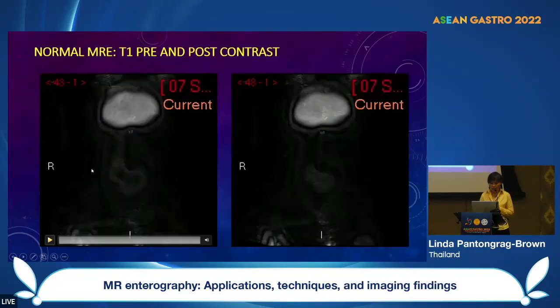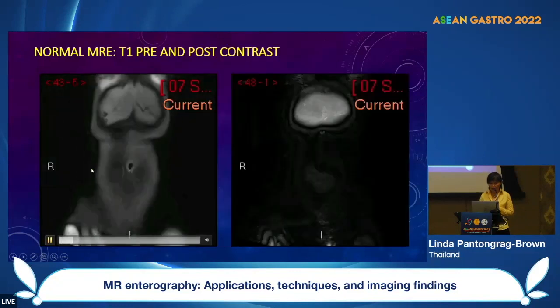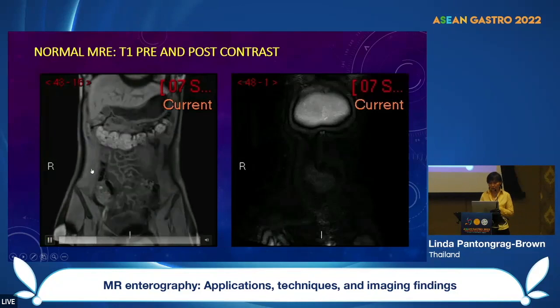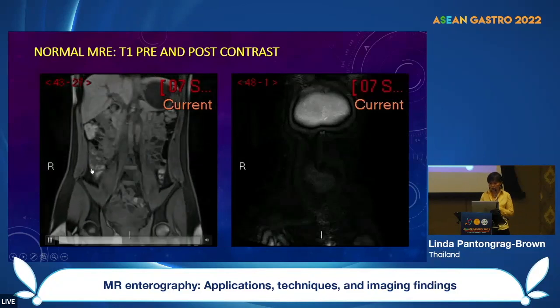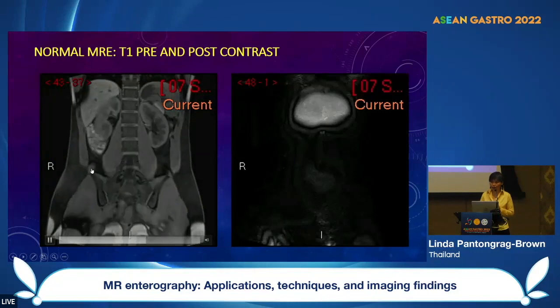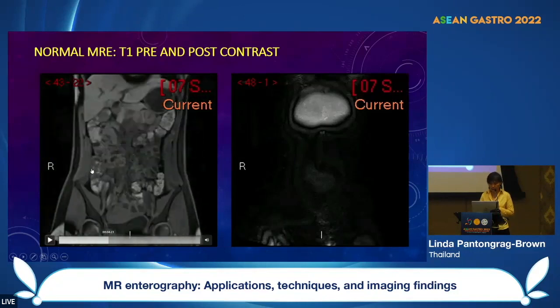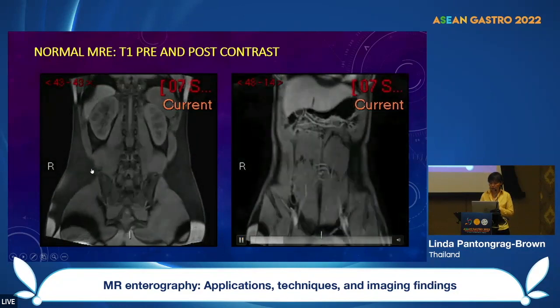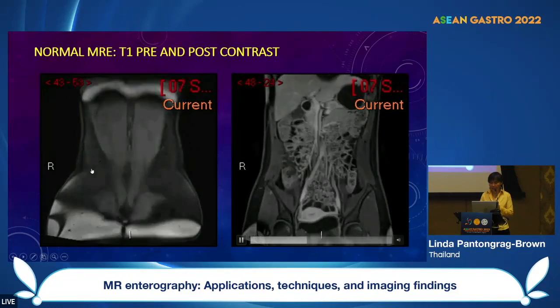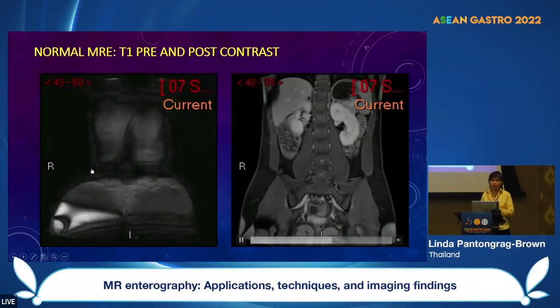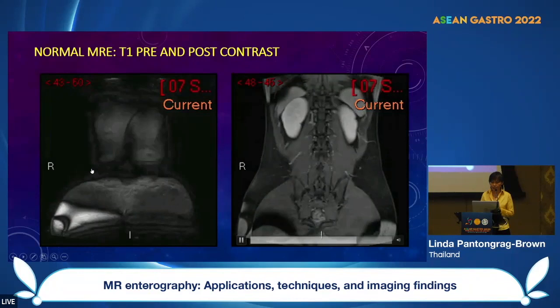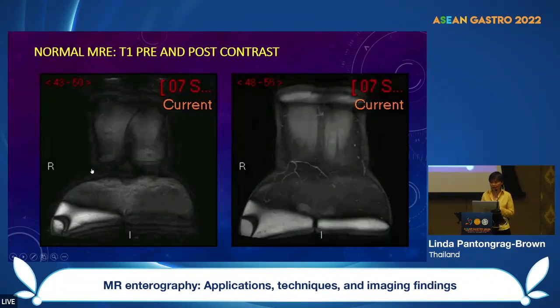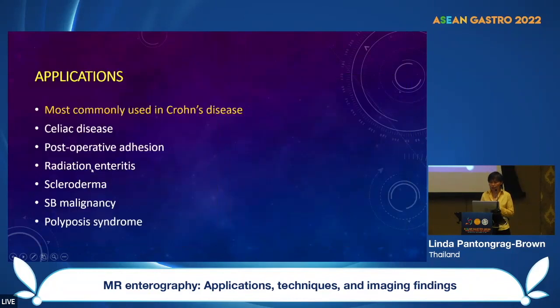And then we use T1 pre and post contrast. On T1, the fluid within the bowels will become dark. T2 will be bright, T1 will be dark. As you can see here, when you give contrast, you enhance the wall of the small bowel because it has a lot of blood supply. So you will visualize the bowels nicely on pre and post contrast. This is an example of a normal MR enterography.